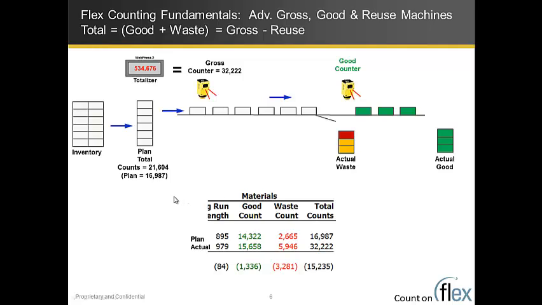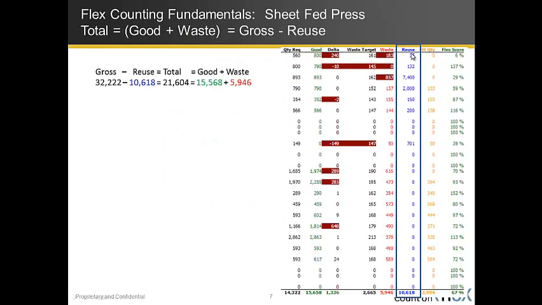What's interesting is that we see the gross counter has 32,222, and that's substantially higher than what we'd expect. We did overproduce slightly on good, plus over consumed on waste. But when you total these two numbers together, the total overproduction is around 4,600, certainly not 15,000. How do we account for that difference? That would be the concept of the reuse cycles that went through the gross counter that were not included in the inventory counts. So if we look at, again, the audit report, we can see exactly where the reuse counts came through the sheet fed press.